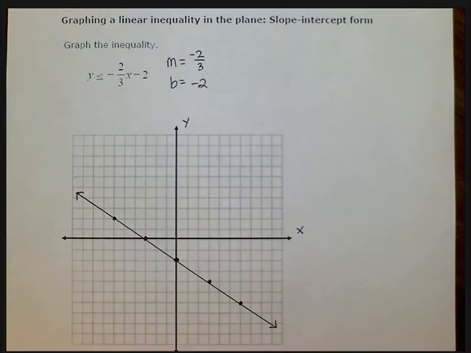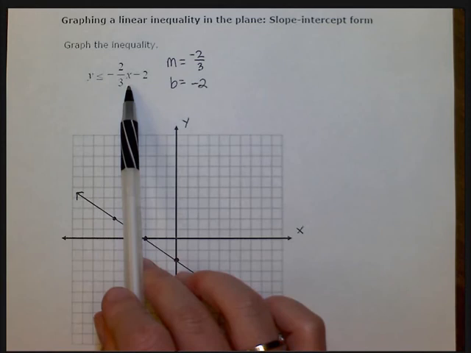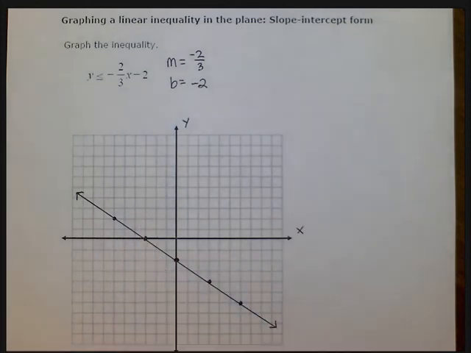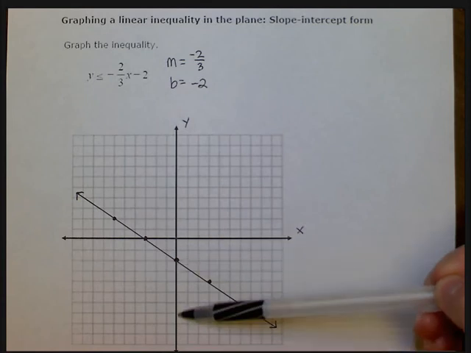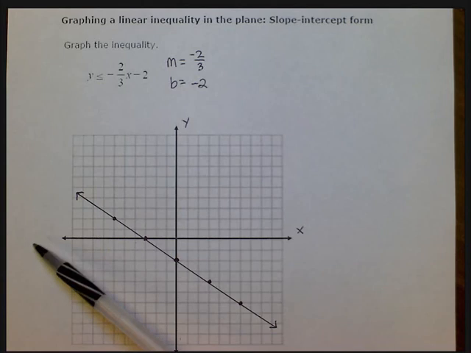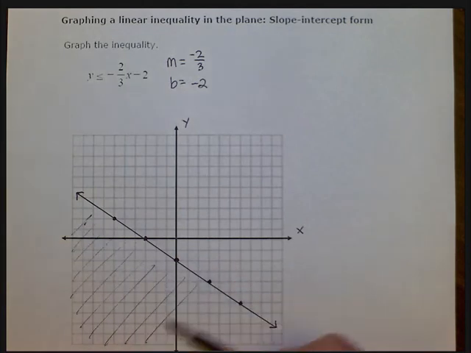Now the shading. This says that y is less than or equal to negative 2/3 x minus 2. So I need to think about where the numbers are less than the ones along this line. We know that the numbers lower on this axis are smaller and to the left on this axis are smaller. So I would shade underneath my line because y is less than or equal to this line here.